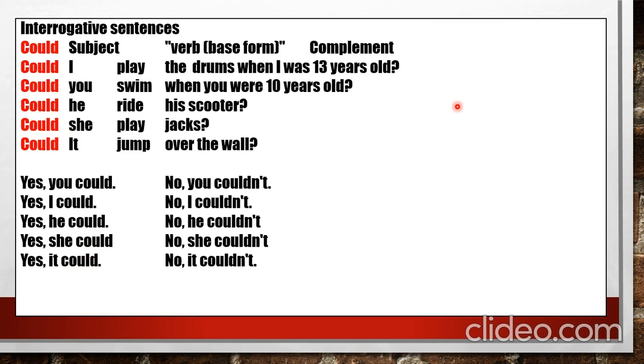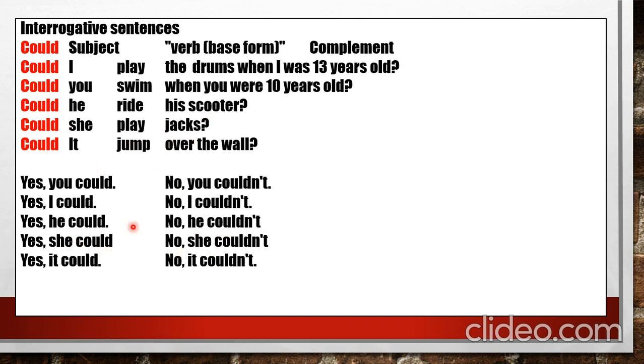Interrogative sentences. First, we use could, then the subject, after that, the verb in the base form, and finally, the complement. Could I play the drums when I was 13 years old? The short answers we have here: yes, you could, no, you couldn't. Could you swim when you were 10 years old? Yes, I could, no, I couldn't. Could he ride his scooter? Yes, he could, no, he couldn't. Could she play jacks? Yes, she could, no, she couldn't.